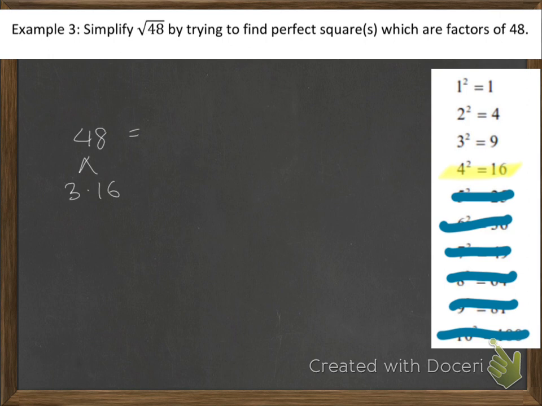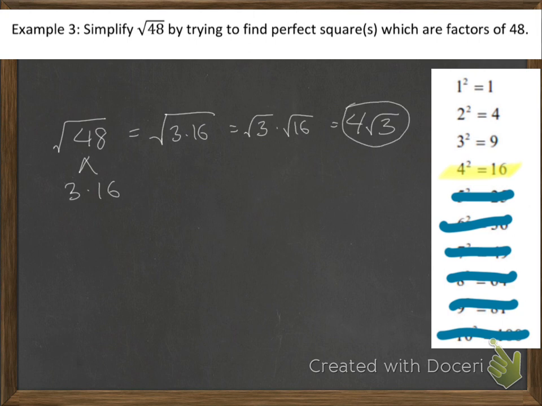So we could rewrite this as the square root of 48 is equal to the square root of 3 times 16. So we'd have the square root of 3 times the square root of 16. The square root of 16 is a perfect square, so that is 4. Remember, we like to write the integer on the left of the radical. So our final answer would be 4 square roots of 3. Okay, so that is method 1.